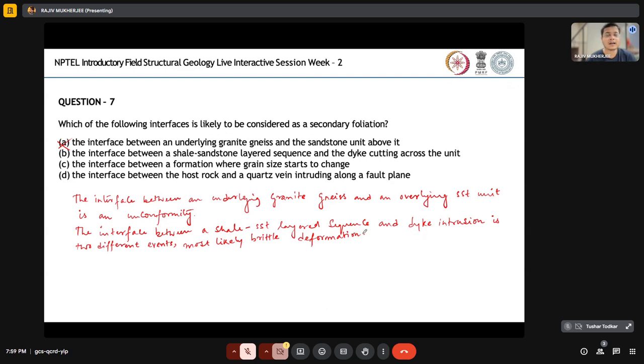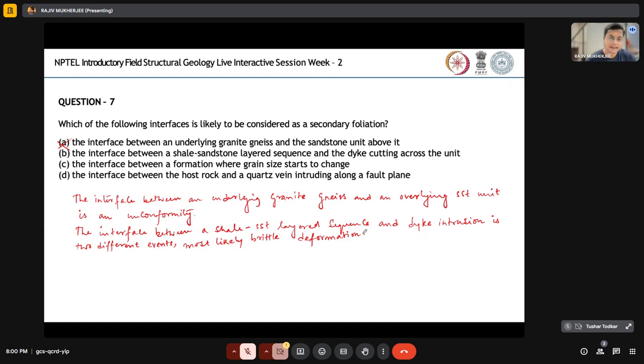And because of the existing reaction due to high temperature, because of the dike intrusion, there can be some secondary mineral formation like hornfels structures, and there can be a development of a baked zone, but that is exactly not what we can expect from a dike cutting across the unit.